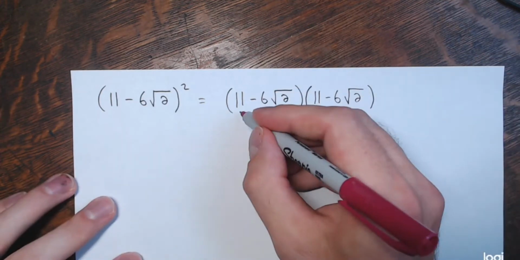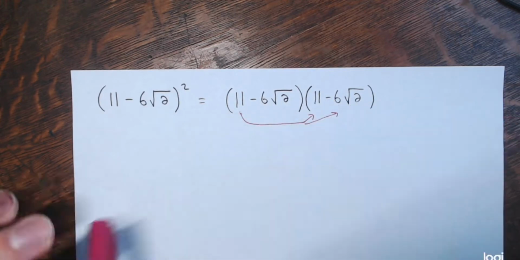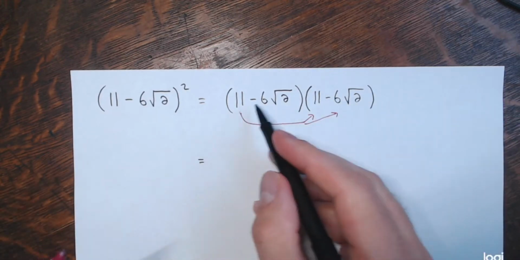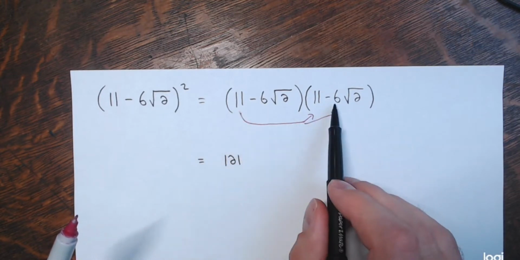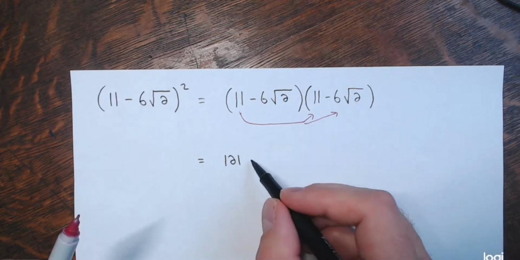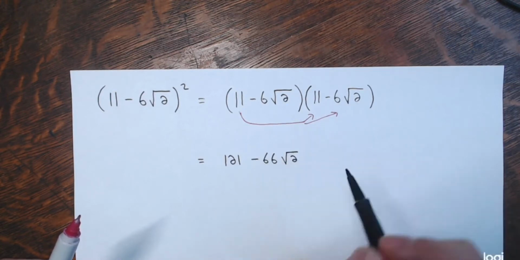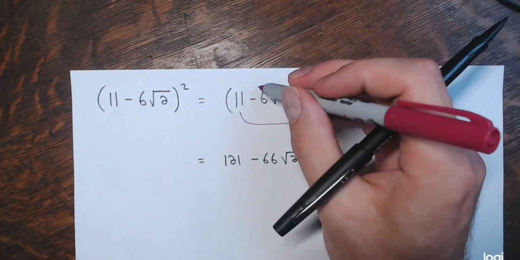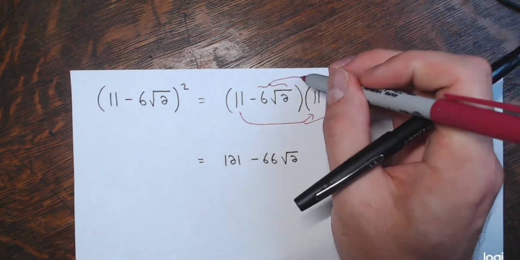First I'll distribute the 11 to these two terms. So 11 times 11 is 121. 11 times negative 6 times the square root of 2, that'd be negative 66 times the square root of 2. Now I'm done with the 11, and I'll move over now to the negative 6 times the square root of 2 and distribute that.